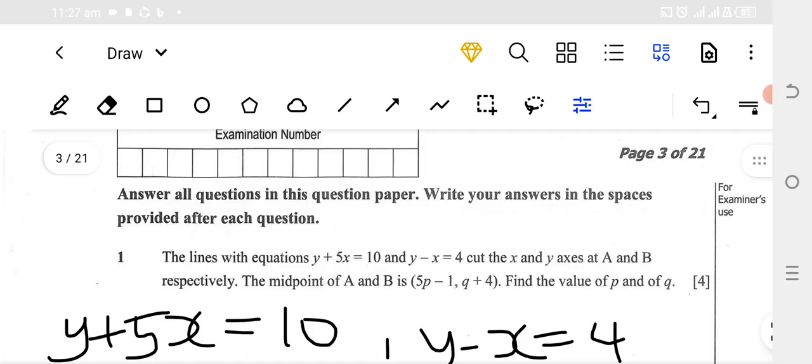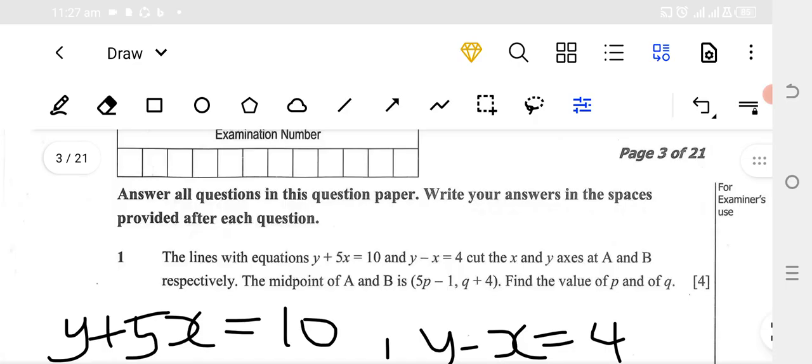Point A and B. So we have found the coordinates of points A and B. Now they want us to find the values of P and Q. That is the question. A and B are not the final answer; we now have to find the values of P and Q.